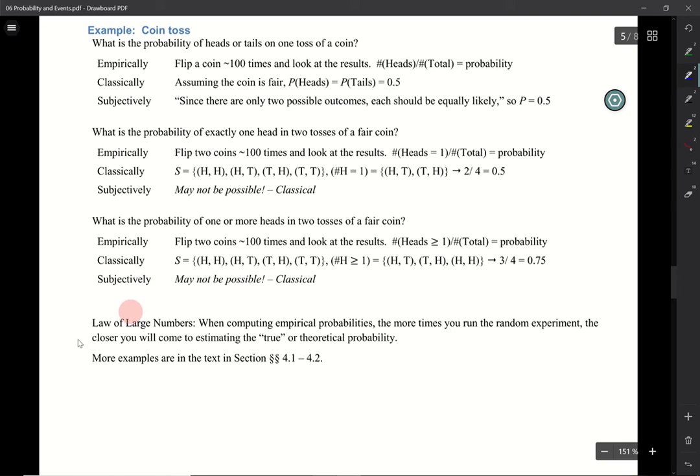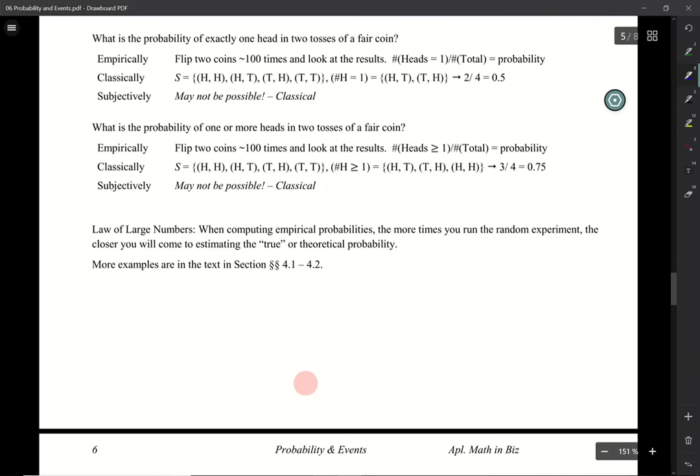Okay. And so in probability, sometimes you hear about the law of large numbers. When you compute empirical probabilities, the more times you run the random experiment, the closer you will come to estimating the true theoretical probabilities. There's more on this in the book.